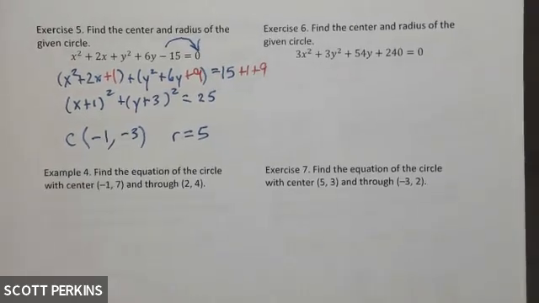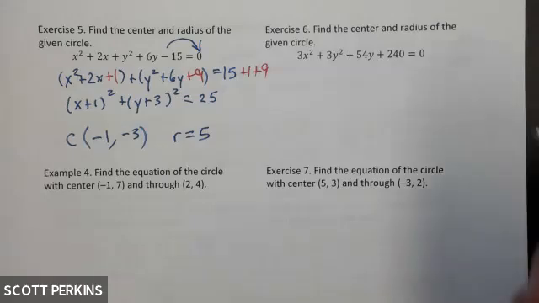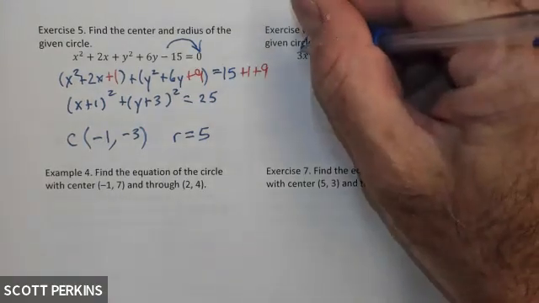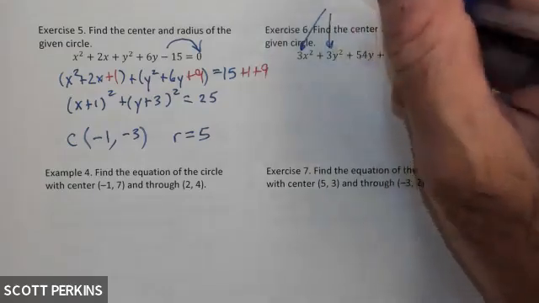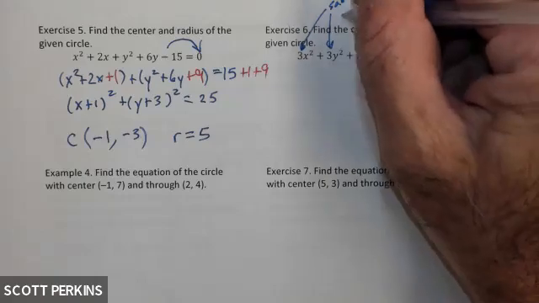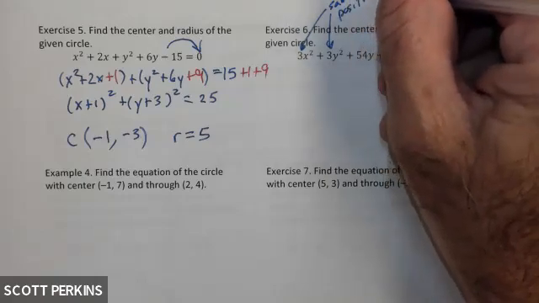Just want to give you one more circle. So notice in exercise 6, as I mentioned earlier, when the coefficients in front of the x squared are the same and positive, you have a circle.